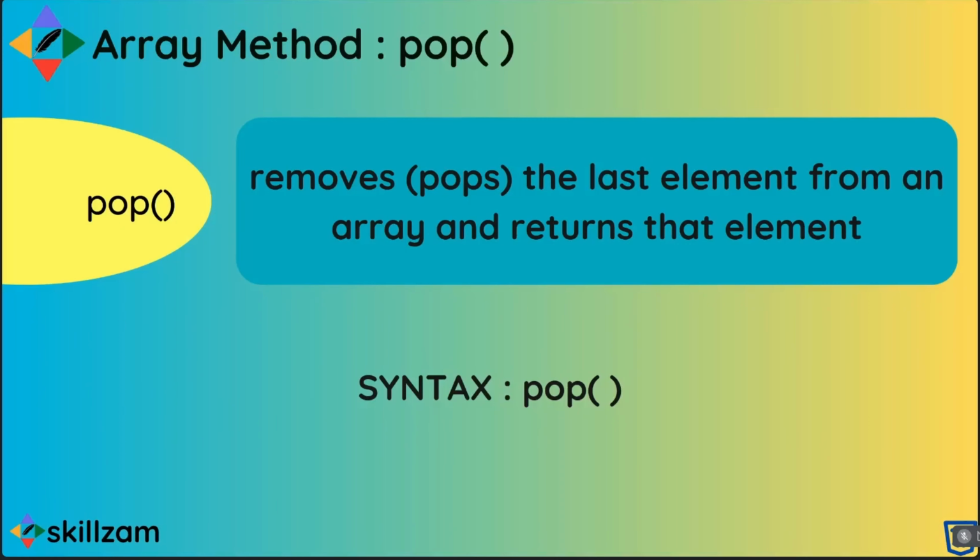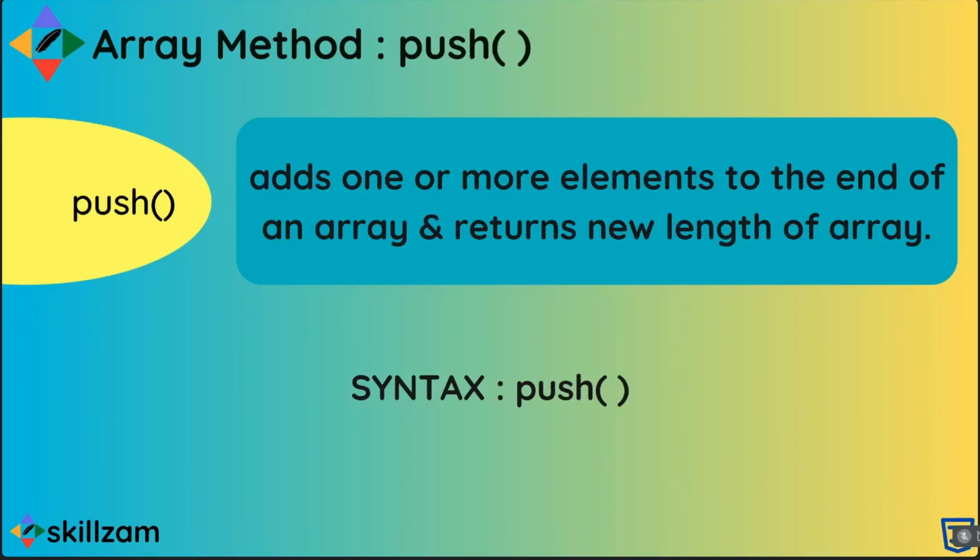Okay, then next is the push method. Like pop, this is the opposite of pop. As pop removes, push will add. Push adds one or more elements to the end of an array and returns the new length of the array. It will add one or more elements to an array and return the length of the array. Let's see that with this same example.